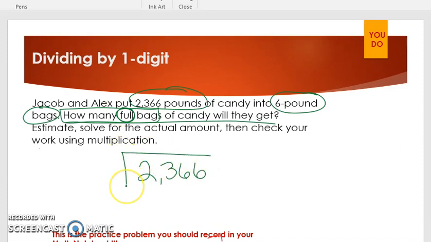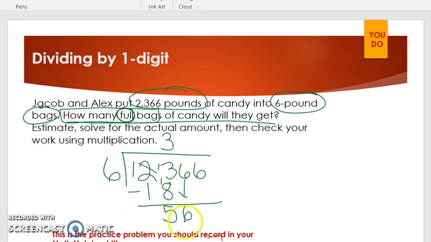So we have 2,366 divided by 6. If we were estimating, we would have about 2,000 pounds of candy divided 6 ways. Once again, estimating for division is a review skill, so if you don't understand how to do that, please write that down in your ask. So next we're going to say, how many times does 6 go into 23? 6 goes into 23 3 times. 6 times 3 equals 18. 23 minus 18 is 5, because we had to regroup. And we're going to bring down our 6.